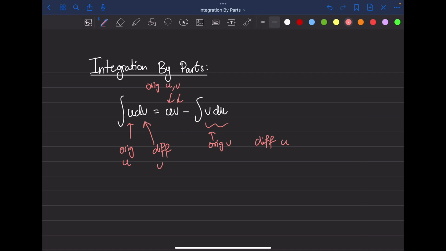Okay. One more thing that you have to know is that you have to memorize this formula. There is no way of doing integration by parts without memorizing this formula because it's probably not going to be given to you in a question. So you have to memorize it and know how to use it at the same time.